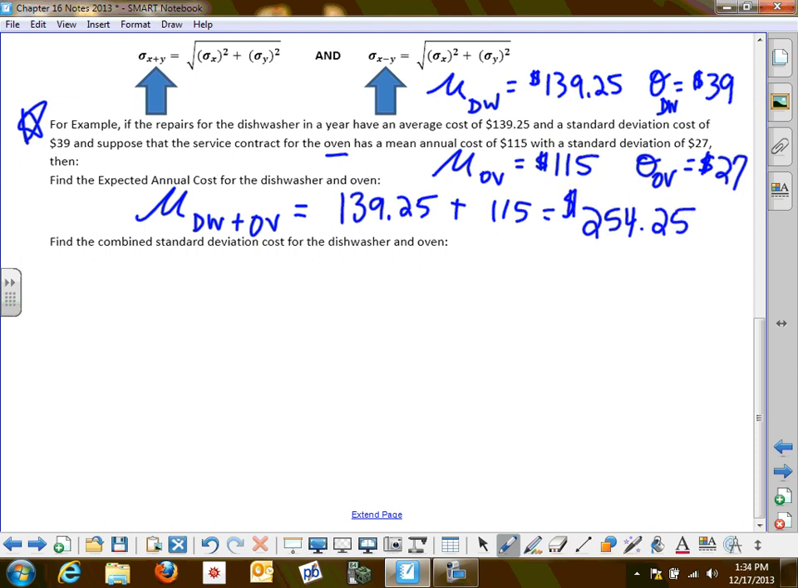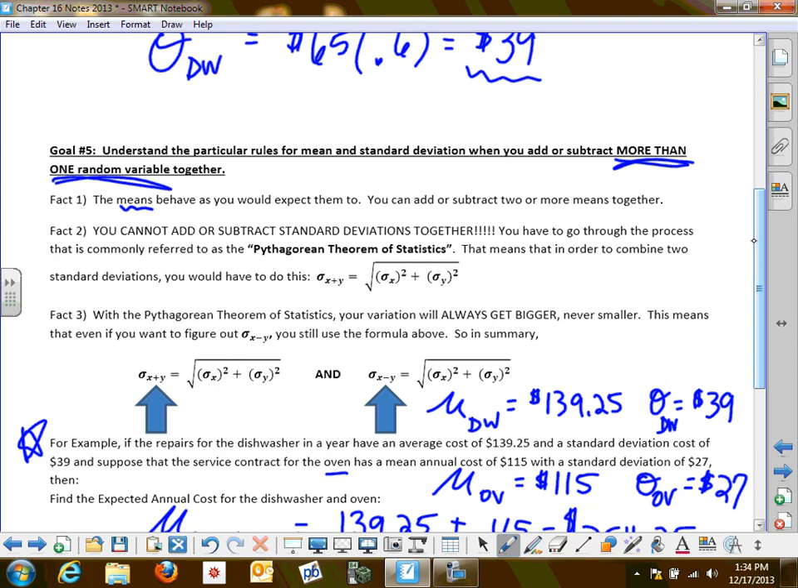Okay, good. All right, so as a business owner, this is what I can budget for, approximately my cost for maintenance on my appliances. Okay? All right. Good. That's fact number 1. Just 2 more facts. Fact number 2 is about standard deviation. How is that handled? Well, guess what? You don't just add the 2 standard deviations together. That would be way too much.